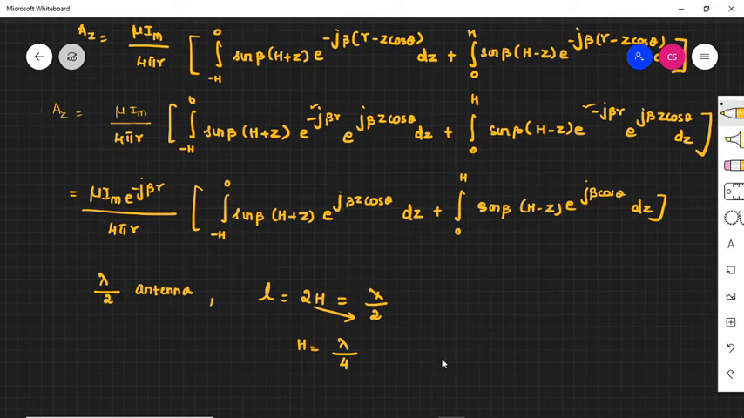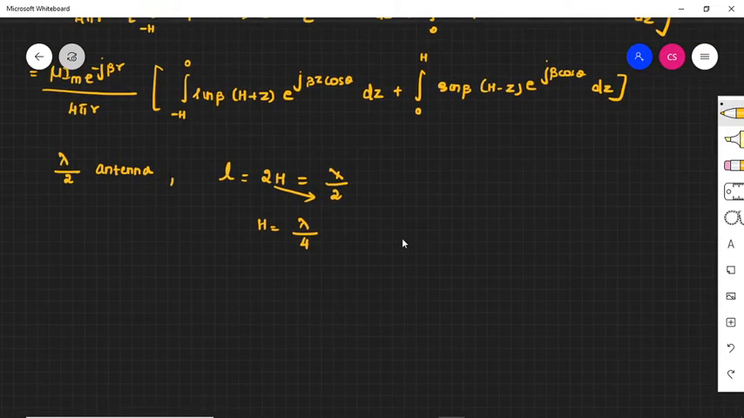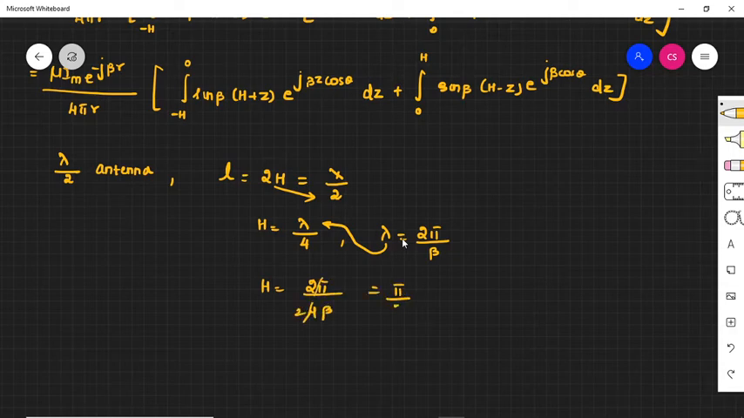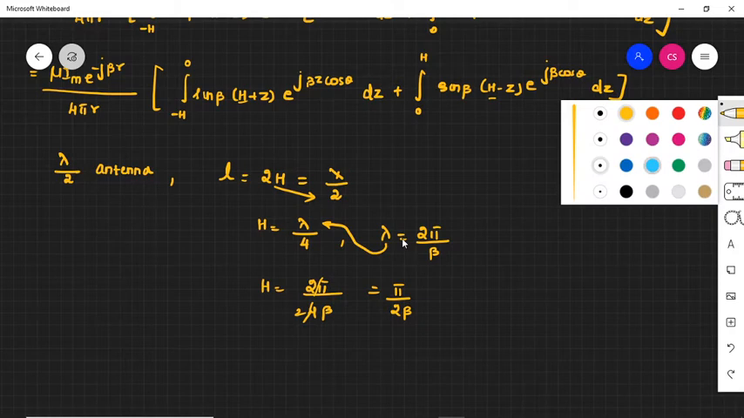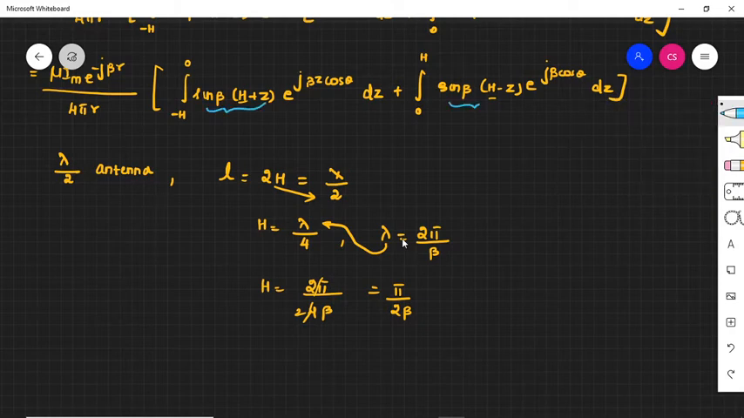And we have already studied the formula for wavelength. We know that wavelength is equal to 2 pi divided by beta. So let us substitute this lambda term here. So h will become 2 pi by 4 beta. So this 2 can get cancelled. This will become pi by 2 beta. So we can substitute h value to be pi by 2 beta in this place, and we will see what value we are getting. We will try to take this term alone and this term alone. Let us substitute h to be pi by 2 beta, and we will see what term we are arriving at.